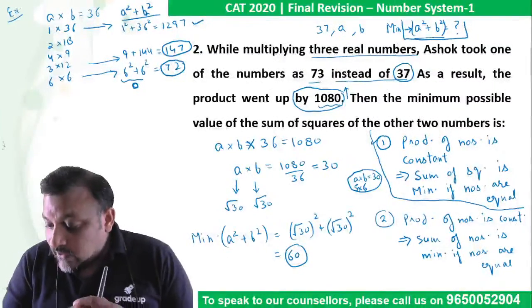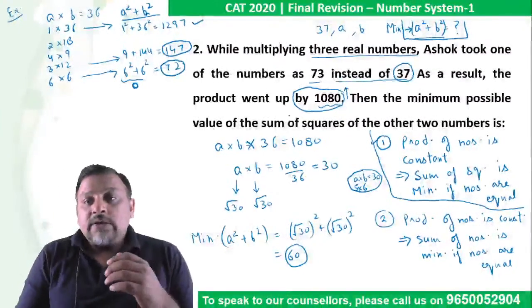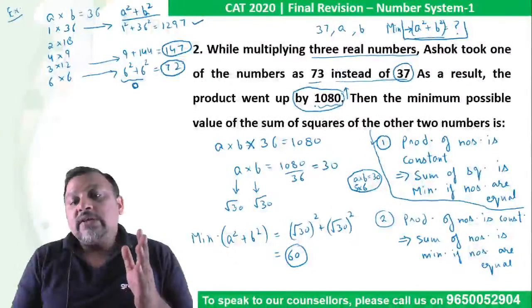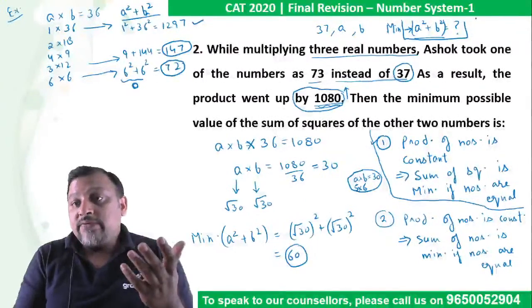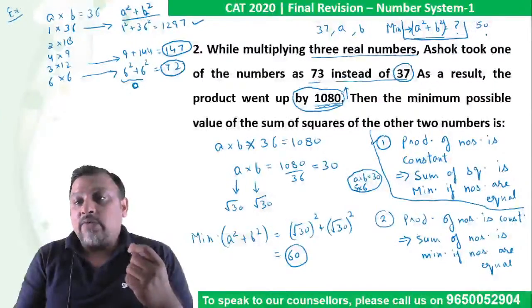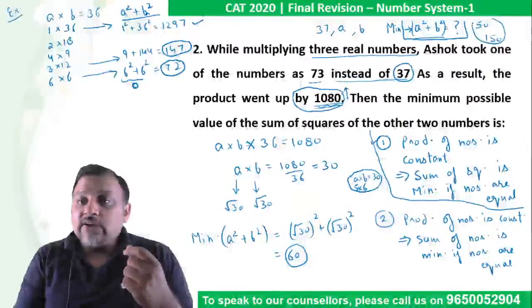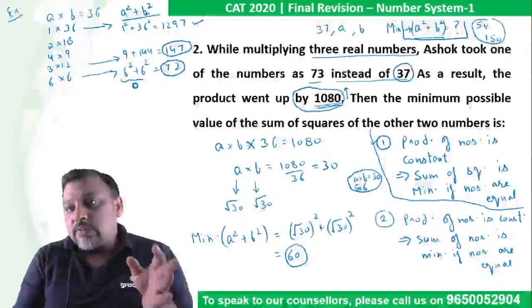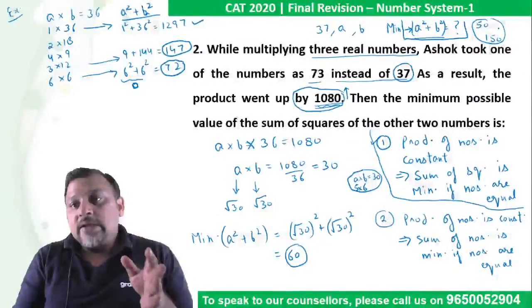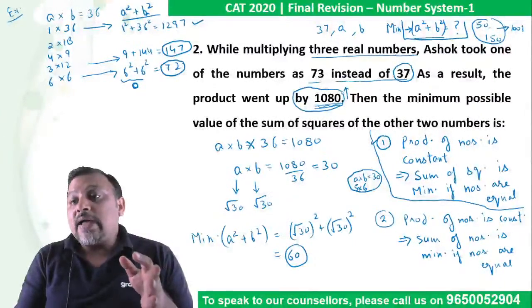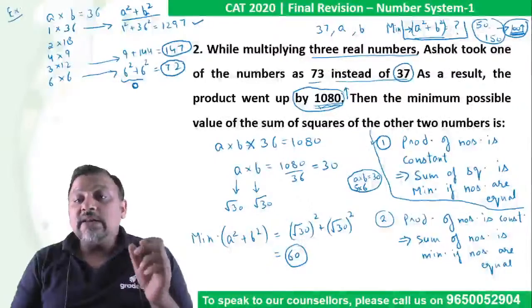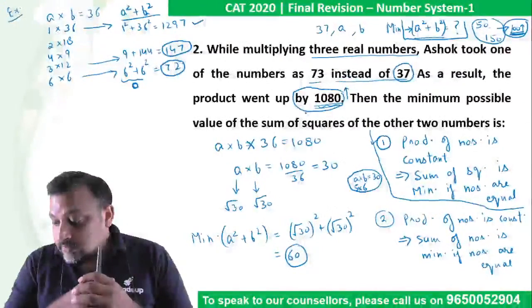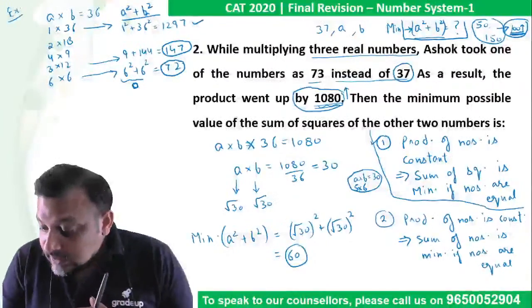Naved Manu is asking, why not A into B into 73? See, Naved, it is not given in the question that this is the new product. It is given the product has increased by this much. If I say previous product is 50, new product is 150, and the information given in the question is neither the value of the original product nor the value of the new product. It is given the product has increased by how much. So this value is given that the product has increased by this. So this is not the new product. It is the increase in the product. Is this clear?